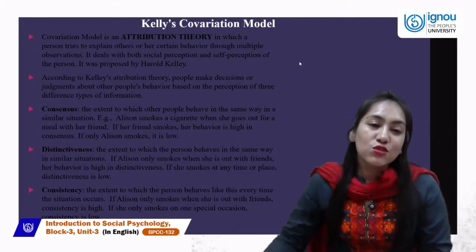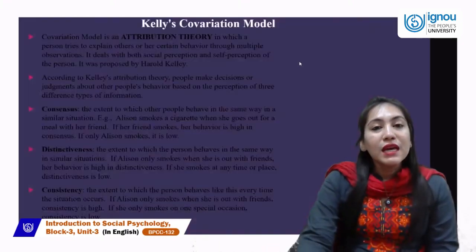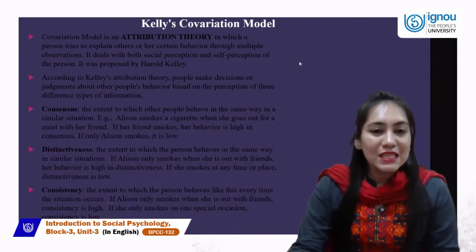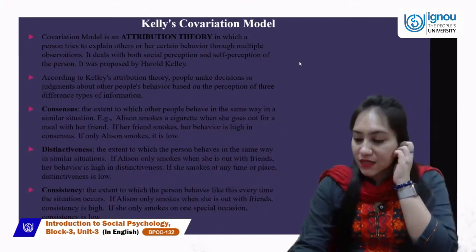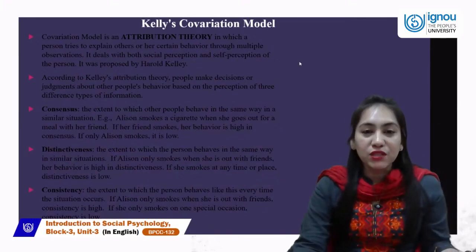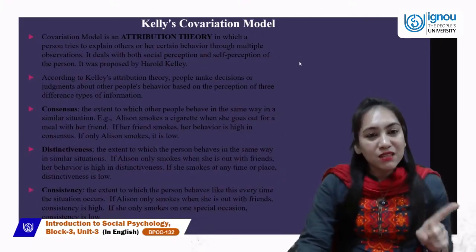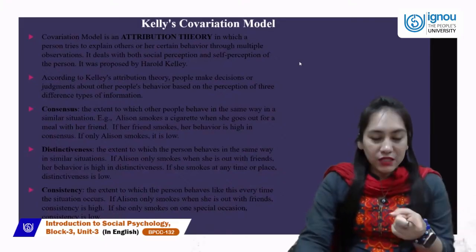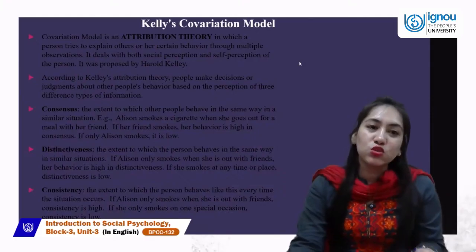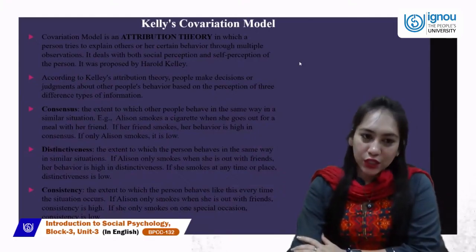Because distinctiveness is not about you, it's about other people. So this finishes Kelly's covariation theory, which suggests how we attribute people's behavior to be a part of their personality. This finishes the factors of attributing behavior to your personality. The three theories we did today were Fritz Heider's theory, Kelly's covariation theory, and correspondent inference theory by Jones and Davis in 1968.